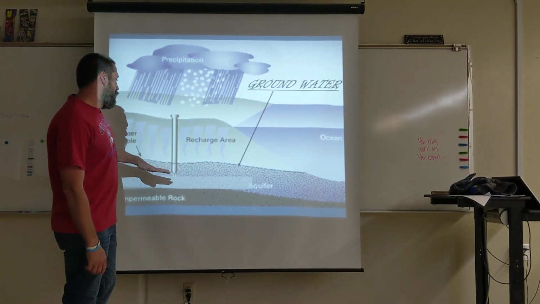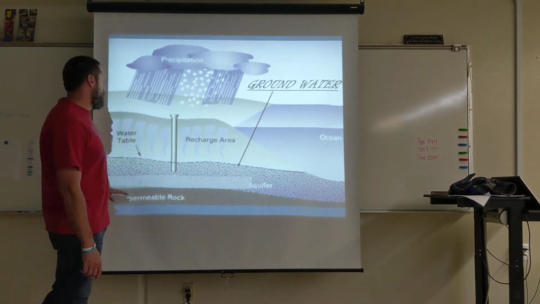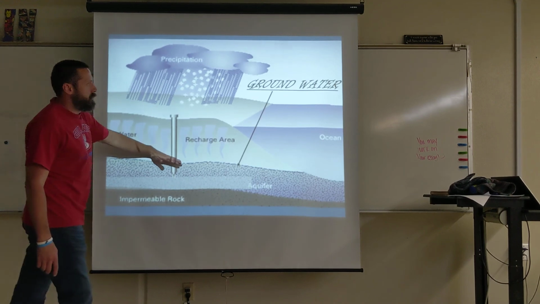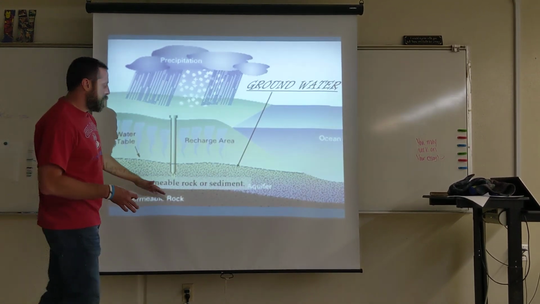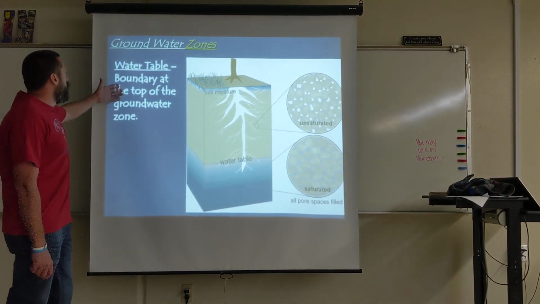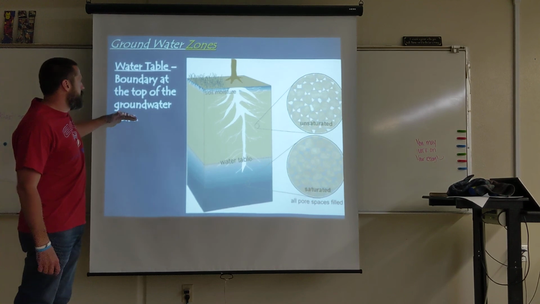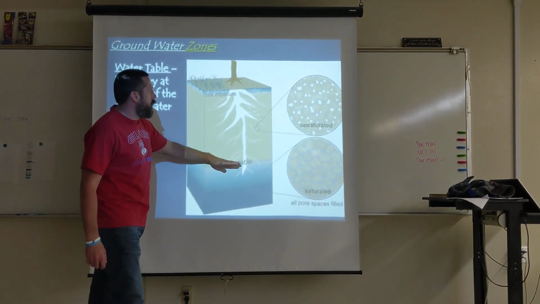Now, your groundwater, like it's labeled here, is right above the aquifer, your permeable rock and stuff. Your water table sits on top of that. As it goes through, you've got the permeable rock, and it'll go through. Now your water table, like I said, is the boundary at the top of your groundwater zone. So all of it's down, your water table sits there.